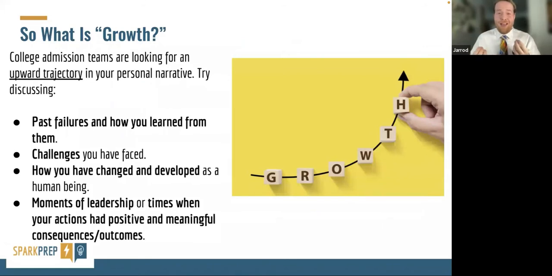So based on growth and values, what is growth? Well, for college admissions coaches, growth is an upward trajectory. Basically, it's your personal narrative showing that you have grown or developed as a student or a human being. So some of the things that you could discuss potentially in an essay include past failures and how you learned from them, challenges you have faced, how you have changed or developed as a human being, and or moments of leadership, or times when your actions had positive and meaningful consequences. So with that in mind, again, growth is looking to see where you started and more importantly, where you're ending.